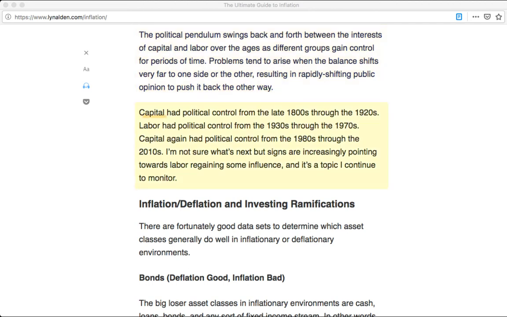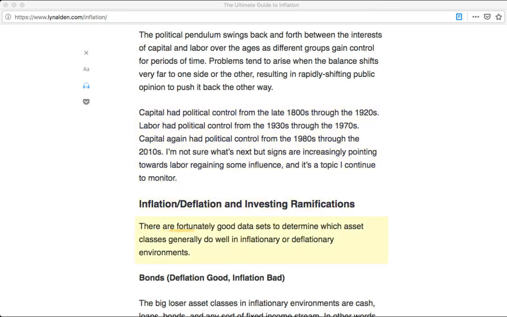Capital had political control from the late 1800s through the 1920s. Labor had political control from the 1930s through the 1970s. Capital again had political control from the 1980s through the 2010s. I'm not sure what's next, but signs are increasingly pointing towards labor regaining some influence, and it's a topic I continue to monitor. Inflation, deflation, and investing ramifications.